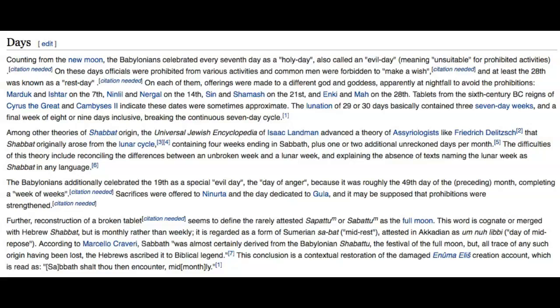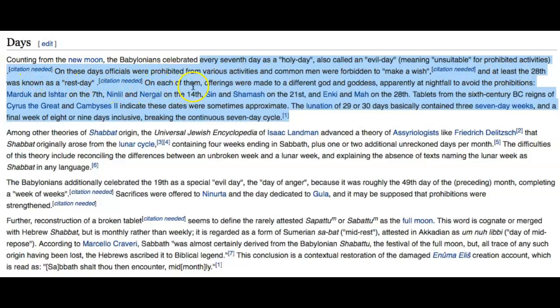But what I found very interesting and suspicious indeed about this too, now I know it's Wikipedia, is how it says right here, based on the days, that counting from the new moon, the Babylonians celebrated every seventh day as a so-called holy day, also called an evil day, meaning suitable for prohibited activities. On these days, officials were prohibited from various activities, and common men were forbidden to make a wish, and at least the 28th was known as a rest day.